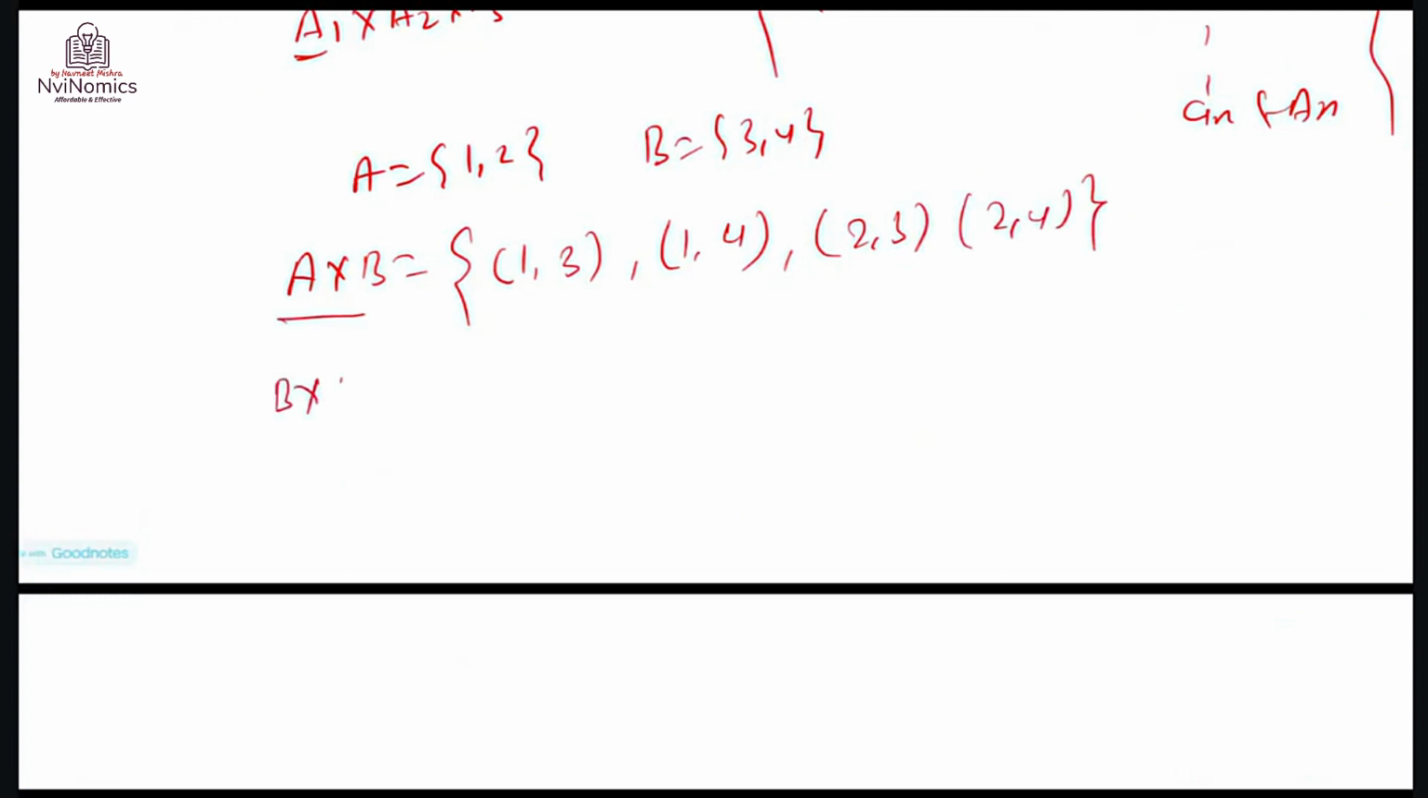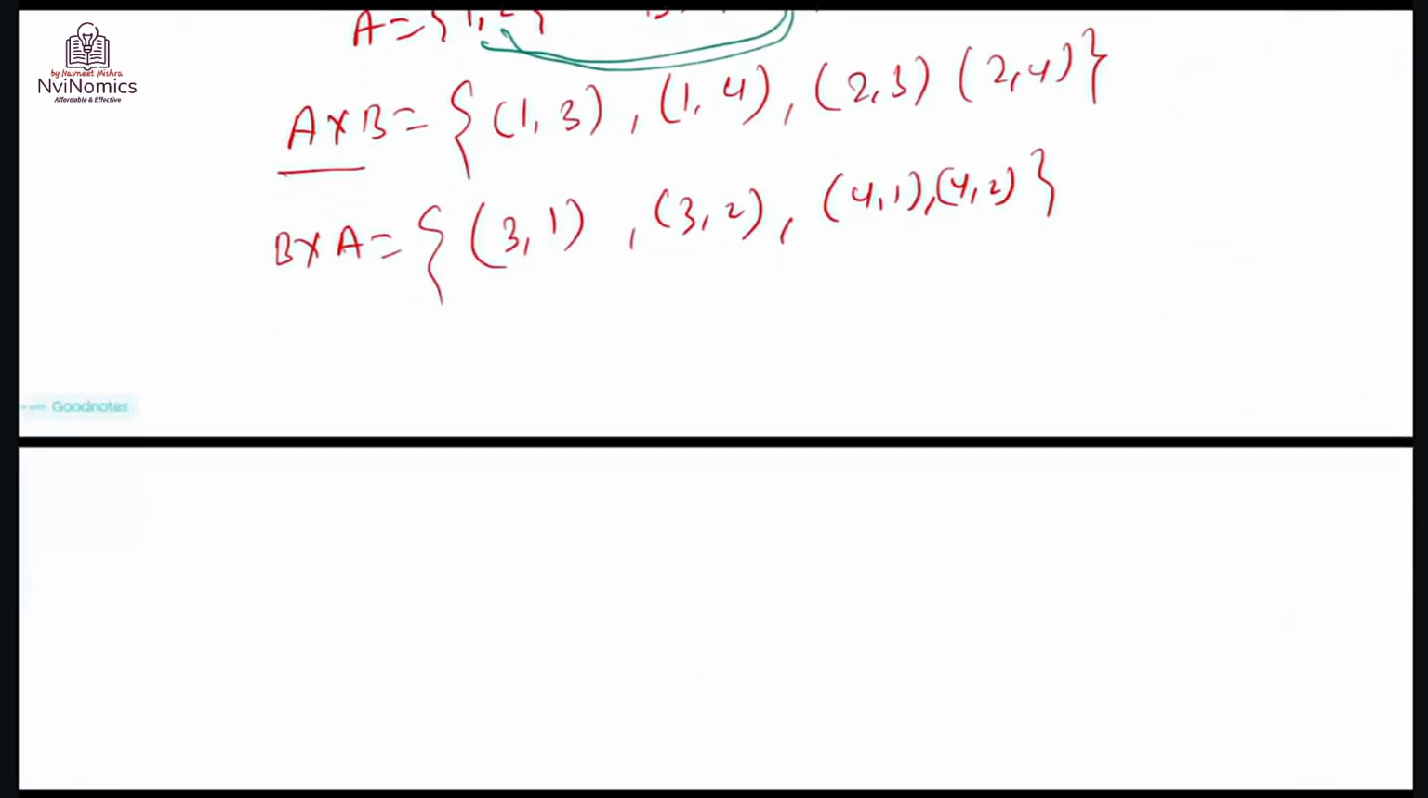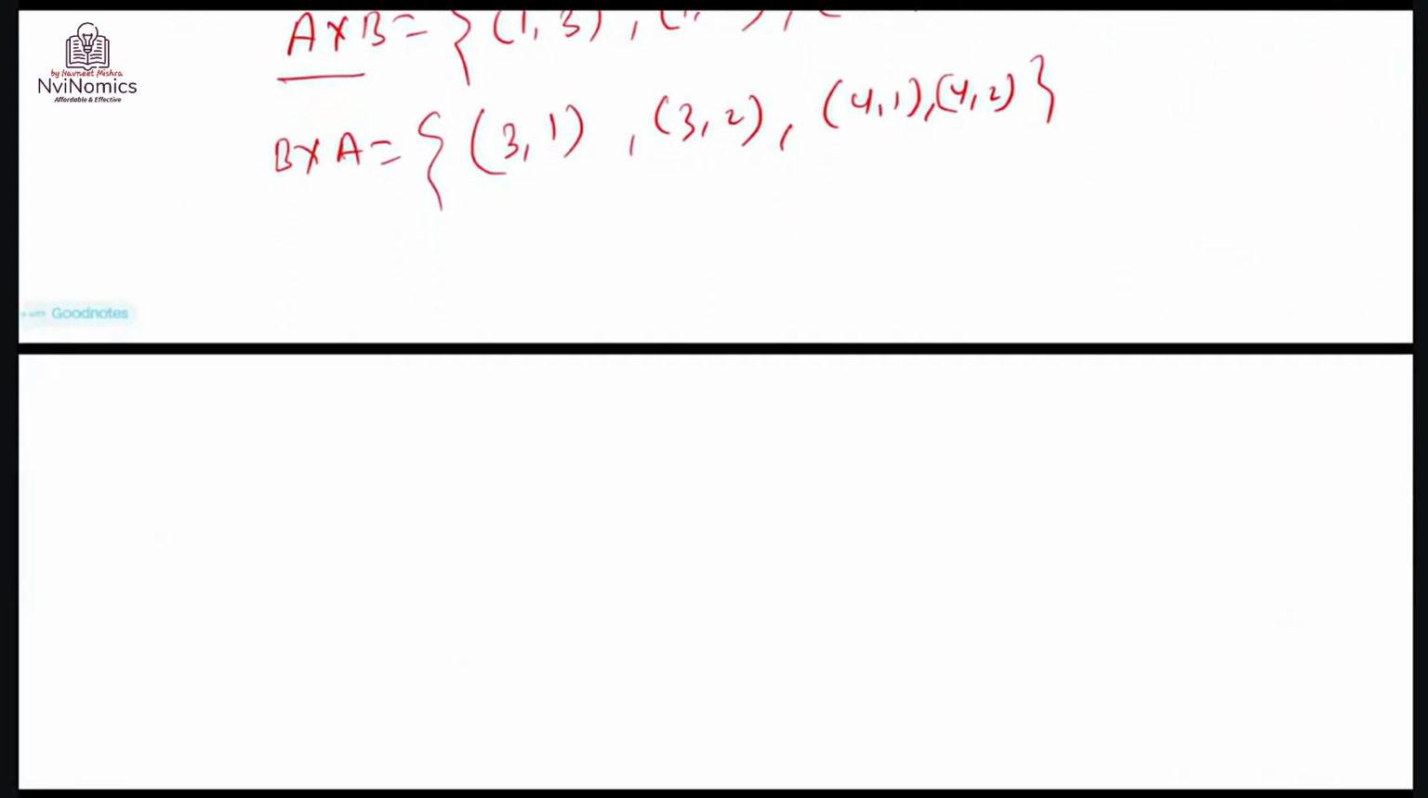Suppose I would like to write B cross A, then what do I have to write? Here 3 and 1, 3 and 2, meaning first 3 and then 2, and 4 with 1 and 4 with 2. So I write (3,1), (3,2), (4,1) and (4,2). This is the way to find the cross product of two sets. Any doubt?